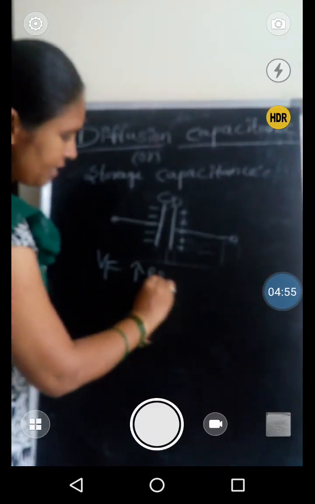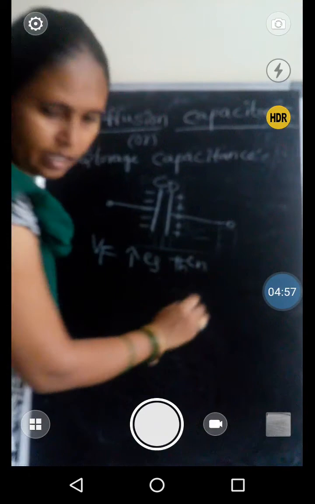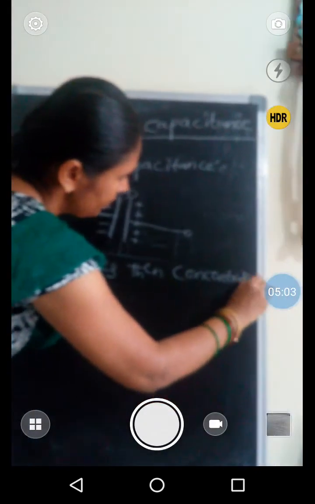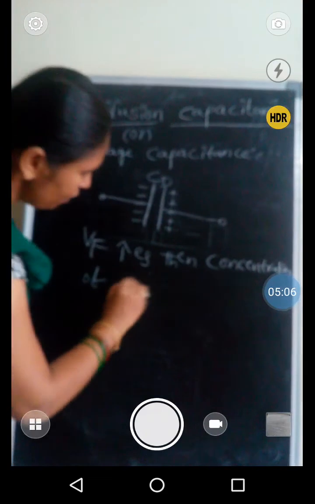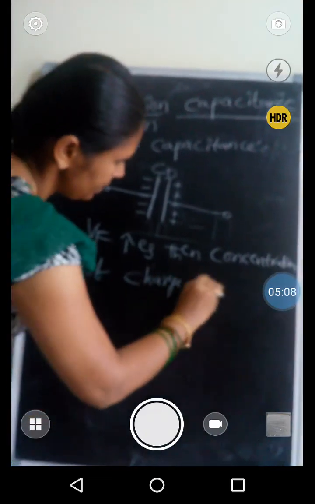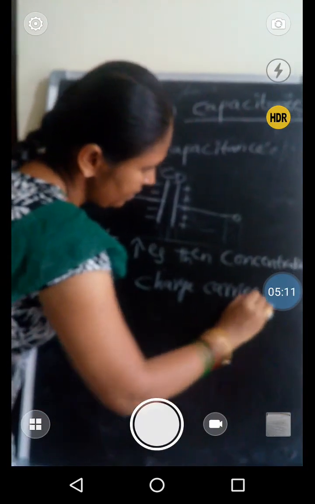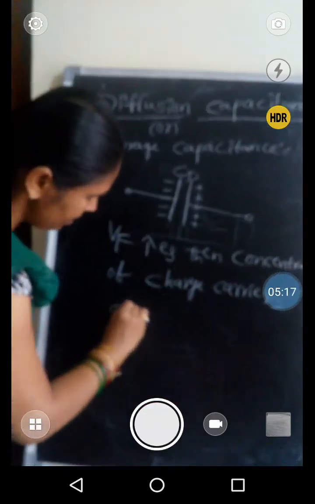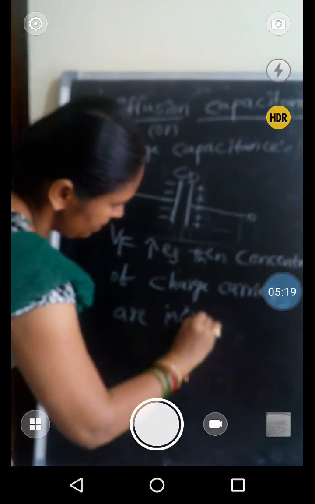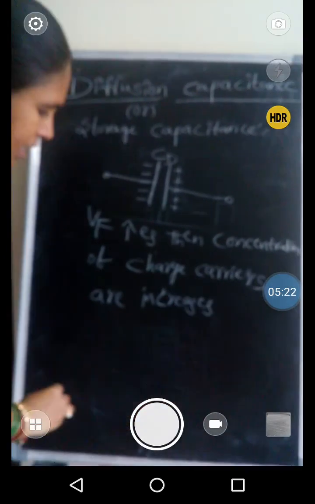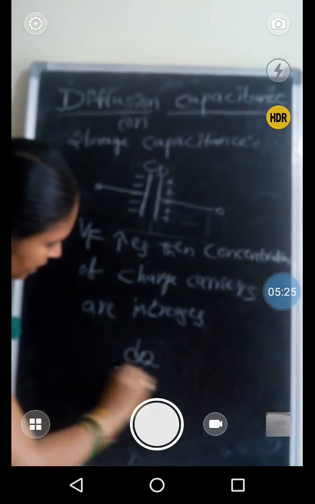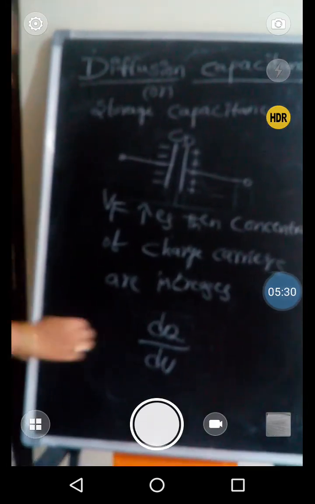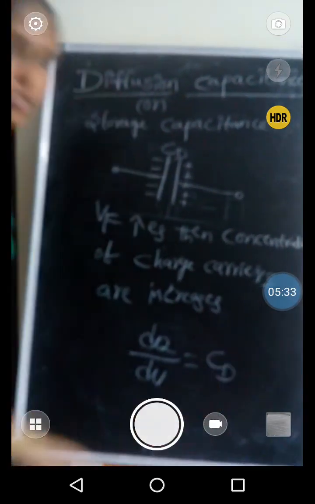When the forward voltage increases, the concentration of charge carriers increases. That is nothing but change in charge by change in voltage. Change in charge by change in voltage is nothing but the diffusion capacitance.